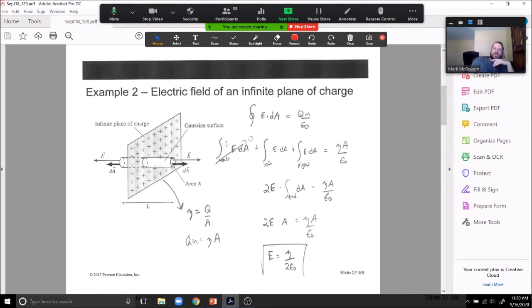So anyway, here's Gauss's law. Start with that. I like to always deal with the left side first. So my cylinder has three surfaces. It has a wall, and it has two ends. Now the opposite is true from the last one. The wall has no electric flux.